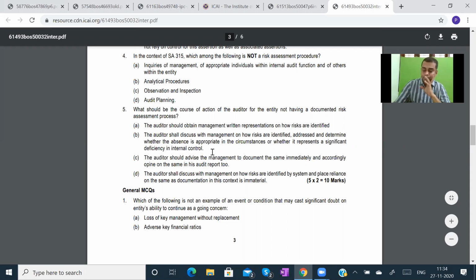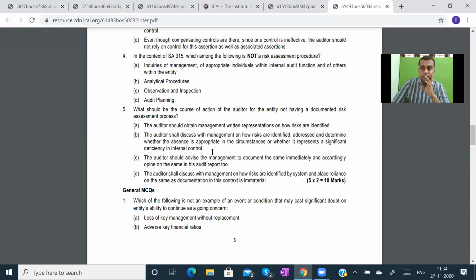Very good. Option C, the auditor should advise the management to document the same immediately and accordingly opine on the same in his audit report too. Option D, the auditor shall discuss with management how risks are identified by the system and place reliance on the same, as documentation in this context is immaterial. Okay, so tell me, as an auditor, what will you do? A, B, C or D?